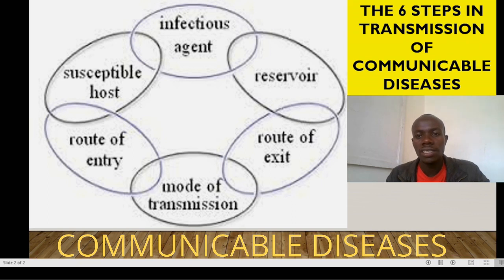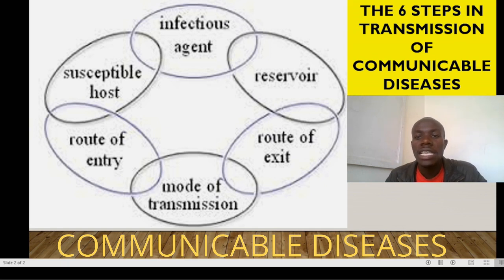So there are 6 crucial steps in the disease process which can help us understand how diseases spread and how we can take preventive measures to protect ourselves and our community. The first step, moving anti-clockwise, is the infectious agent.